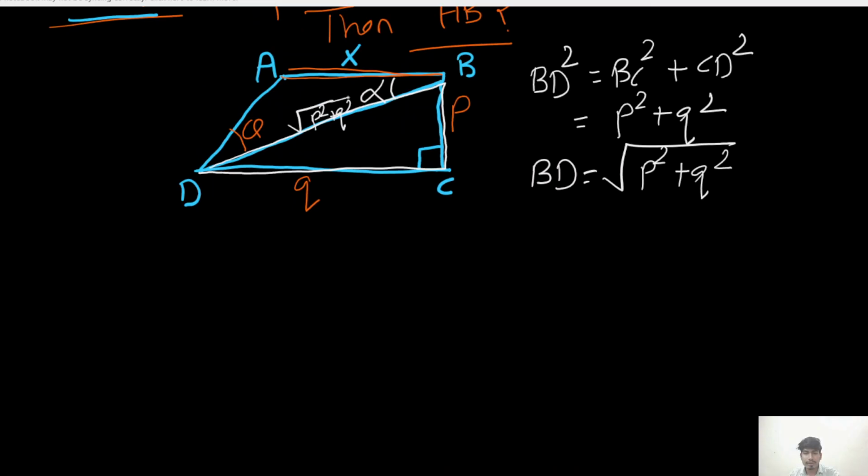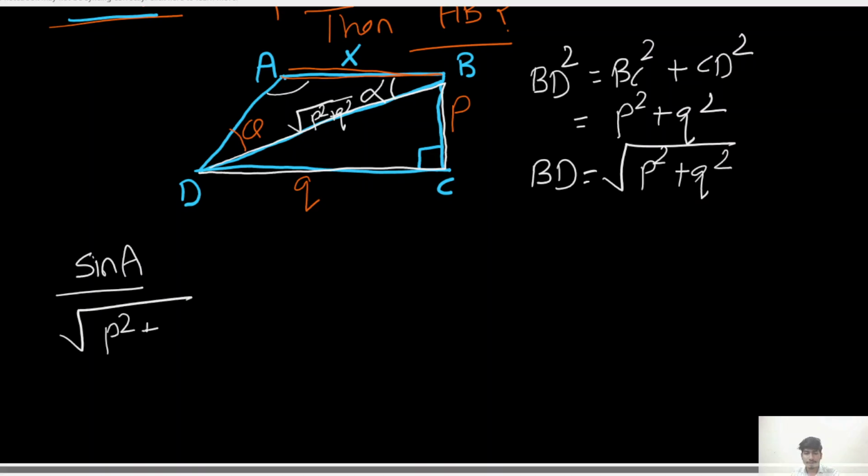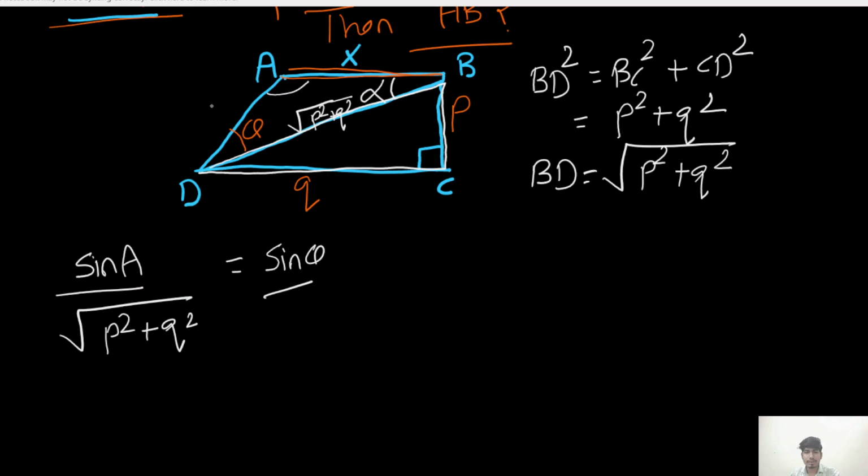Then see what we do now. In this triangle ADB, apply the sine rule. We know sine A upon small a, where small a is BD, under the root of P square plus Q square, is equal to sine of theta upon the side opposite theta, which is X. We have to find the value of X.